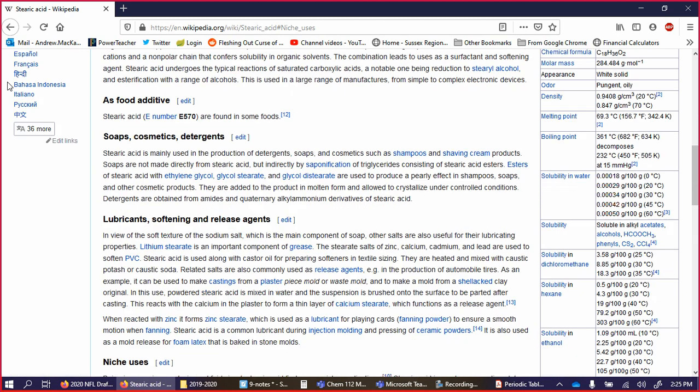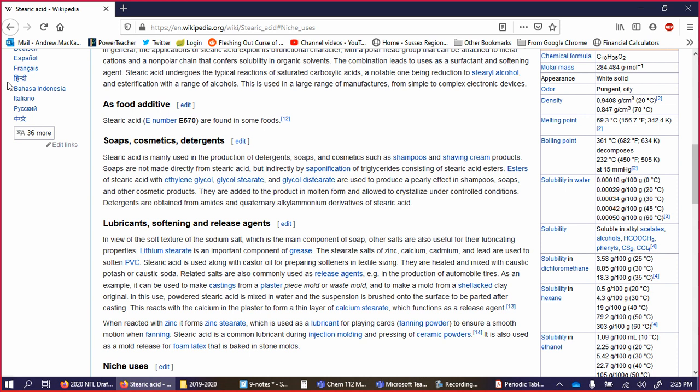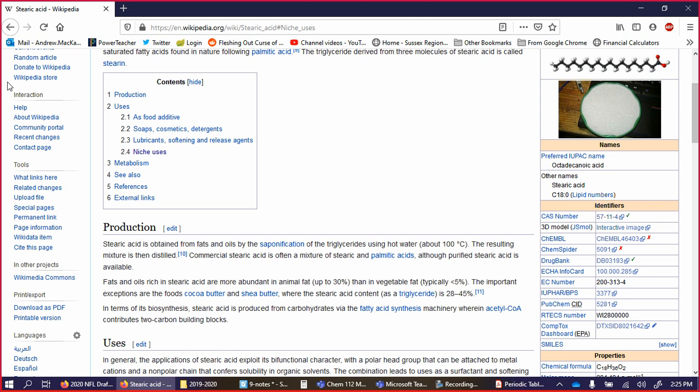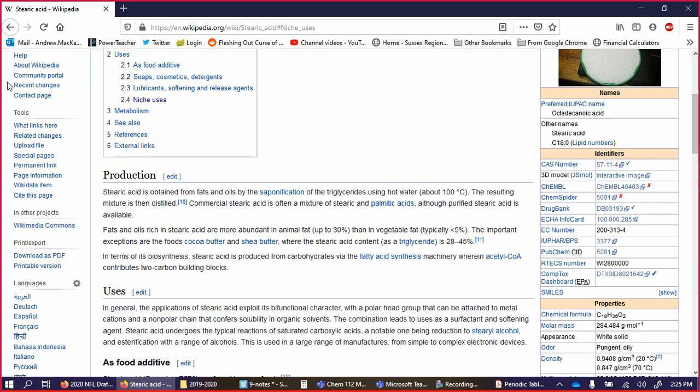Nothing as exciting as I thought. If you see the E570 in some foods, I don't know what it does. It's a fat. It's not that big of a deal.